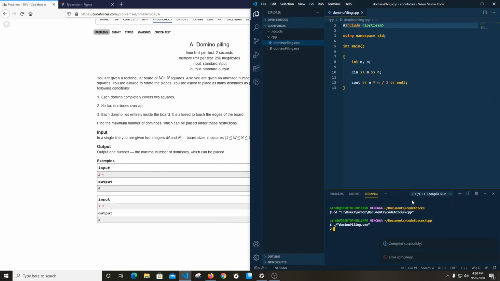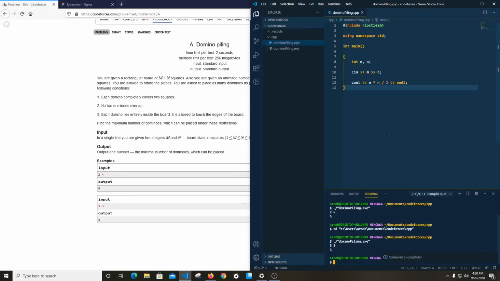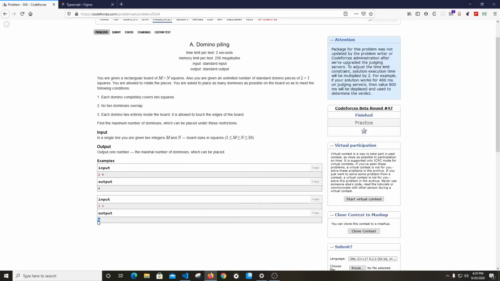So if I input 2 and 4, the output is 4. And if I input 3 and 3, I output 4, which is good.